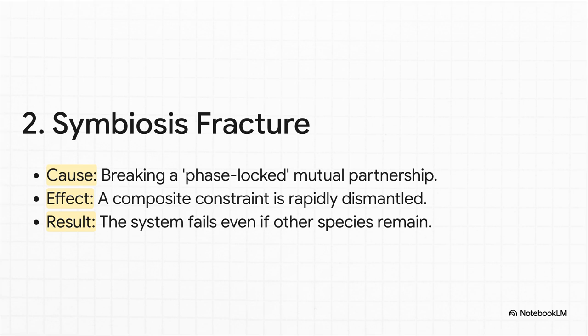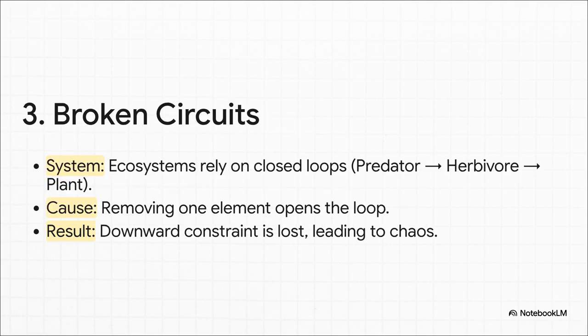Instantly. And get this, the system can completely fail, even if all the other species are still there, just fine. And number 3 is breaking a circuit. You see, healthy ecosystems are built on these closed feedback loops. It's pretty simple, really. Think about it.